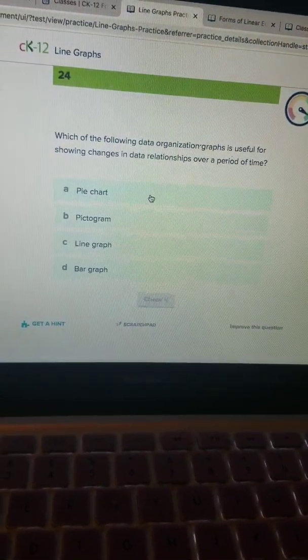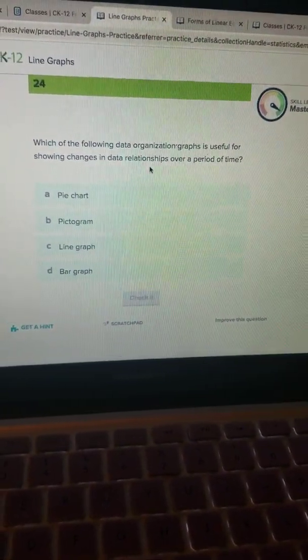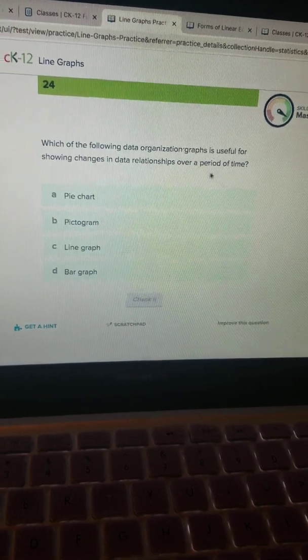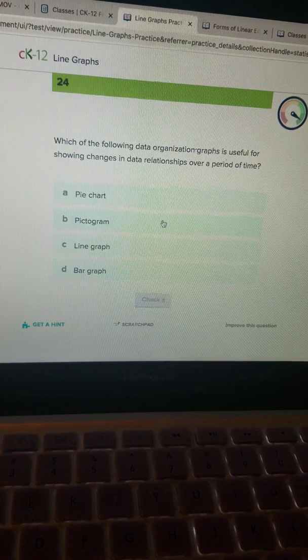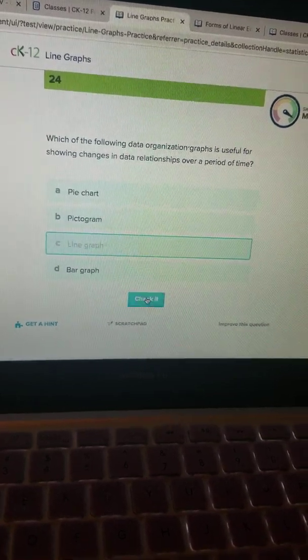Change over time. Which of the following data organizational graphs is useful for showing changes in data relationships over time? Over time is a line graph.